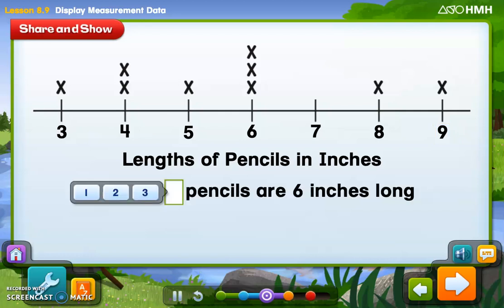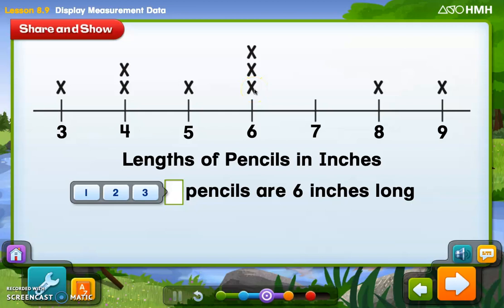How many pencils are 6 inches long? To find this answer, these are all the lengths. So the numbers on the line plot are the lengths. If we're looking for pencils that are 6 inches long, we're going to go to the number 6. And then if we're trying to find out how many pencils were each 6 inches long, we would just count the X's.